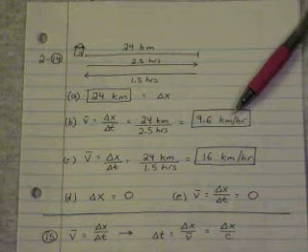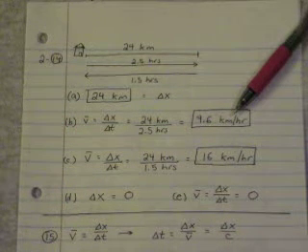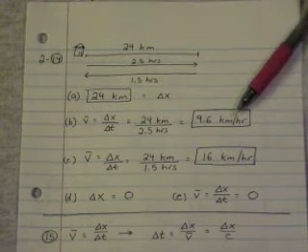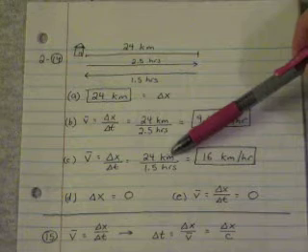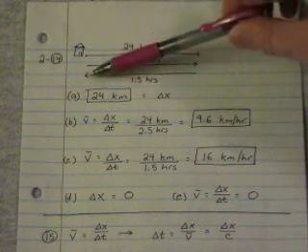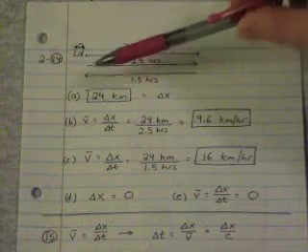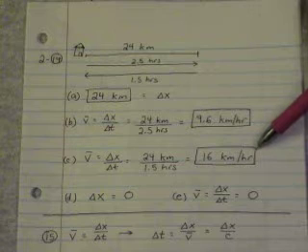Question C asks, what is the average velocity for the homeward leg of the trip? Displacement going home is 24 kilometers because in that case, you're starting here and ending here, 24 kilometers away from where you started. So 24 kilometers divided by 1.5 hours, 16 kilometers per hour.